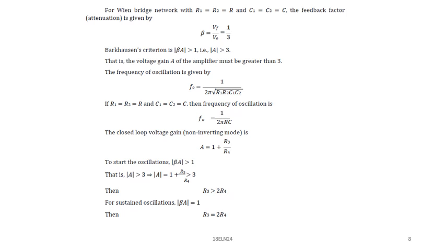Now the difference between RC phase shift oscillator and Wien bridge oscillator. In the RC phase shift oscillator you use an inverting amplifier, whereas in the Wien bridge oscillator you are using a non-inverting amplifier. The second difference is the phase shift around the loop is 360 degree in the RC phase shift oscillator, whereas the phase shift around the loop in the Wien bridge oscillator is 0 degree.